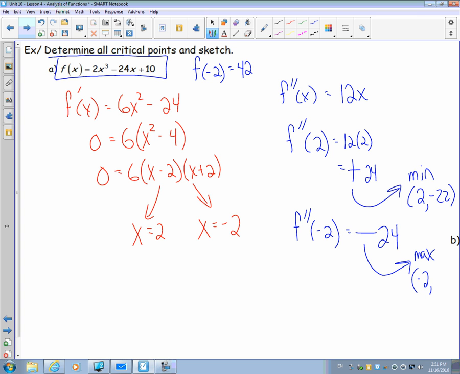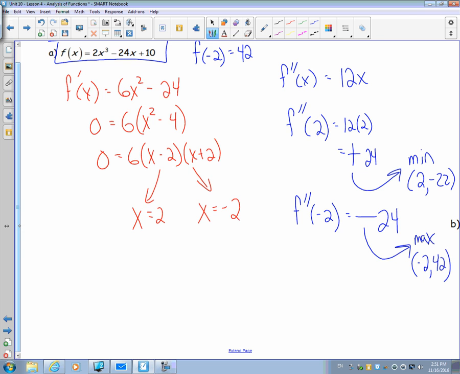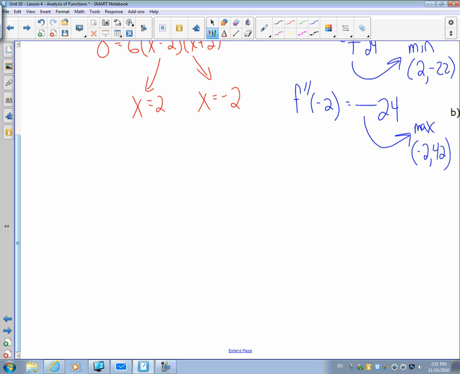So in other words, there's a max at -2 and 42. So now, based on this, I can get myself a rough sketch. And I say rough because I'm not really worried about the y-intercept and the x-intercept, and we'll do all that stuff later. I'm just worried about the shape of our graph for today. Okay, so what do I get?